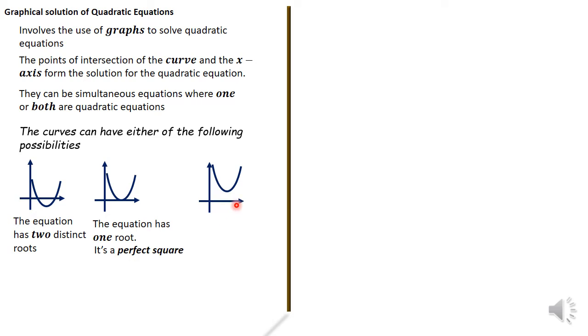Now, the curve could also look like this, and when it looks like this, then the equation has no roots. There are no real roots for this. The answer is a complex number or so, and so we don't have much you can do with this because of the scope of high school.